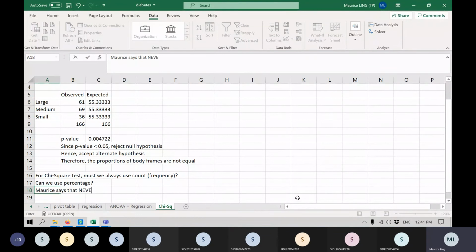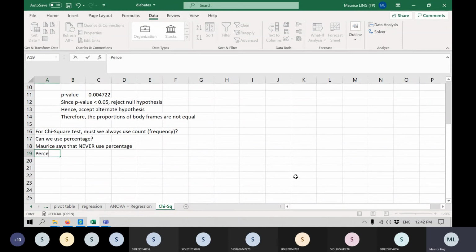Never use percentage. Never. Percentage can give you a wrong answer. Seriously, I've talked to statistics professors near their retirement age, and they still insist that I can use percentage. I will show you that you cannot use percentage.